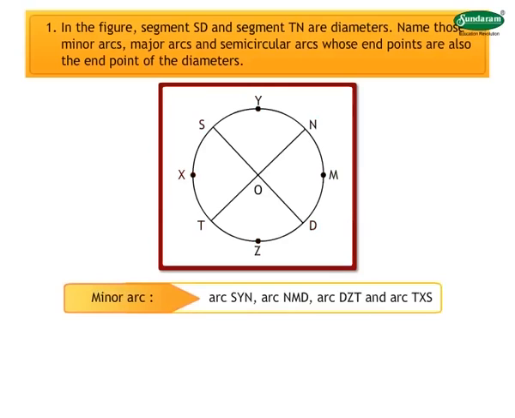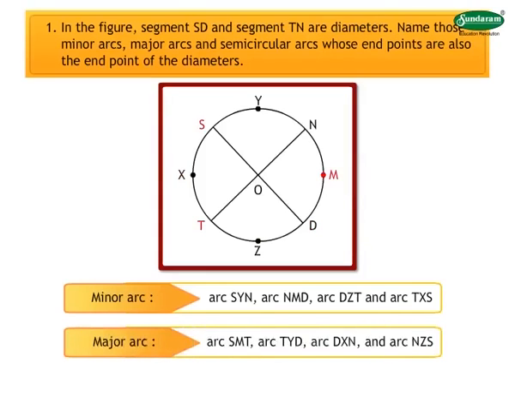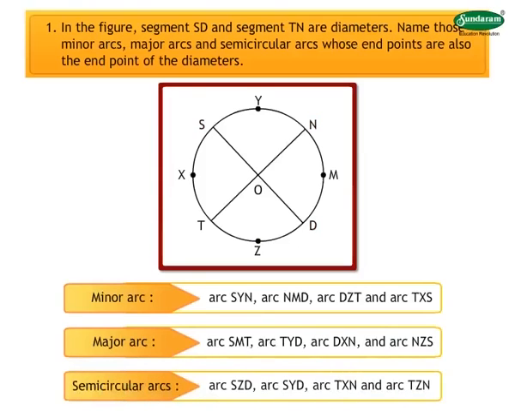If we join 3 continuous minor arcs in the given figure, we will get a major arc. So, major arcs are arc SMT, arc TYD, arc DXN and arc NZS. SD and TN are the diameters of a circle. So we get two semicircular arcs with diameter SD and the same with the diameter TN. So semicircular arcs are arc SZD, arc SYD, arc TXN and arc TZN.